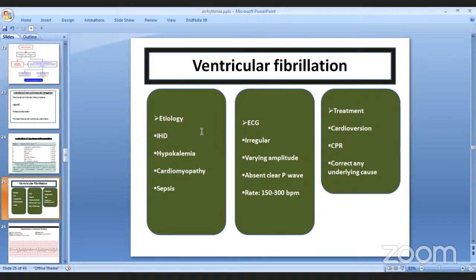On ECG, ventricular fibrillation is an irregular rhythm. There are varying amplitudes. There is an absent clear P wave. And the rate is going to be 150 to 300 beats per minute.